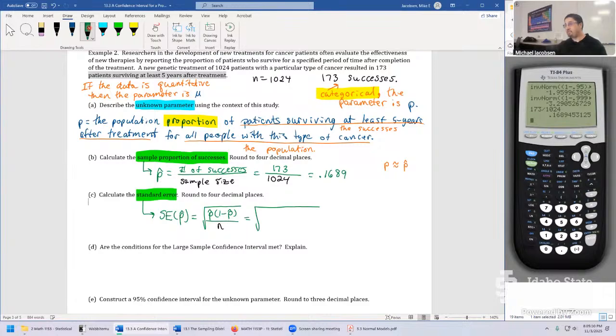So substituting in 3 different spots, P hat will go here, 0.1689. 1 minus P hat, so 1 minus 0.1689. Divide by sample size n, which is 1,024. So we just need to put this into the calculator, round this one to 4 decimal places, and we're nearly done with the confidence interval. So here's one way to do it. Hit second, power 2 to get your square root, and you could type in 0.1689.